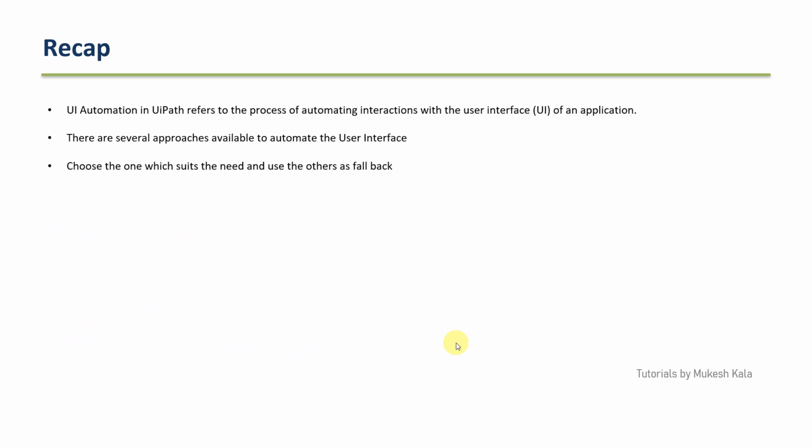With that, let's have a quick recap. We know that UI automation refers to the process of automating and interacting with the user interfaces. There are several approaches which are available to automate. Choose the one which suits best for you, and others you can always use as the fallback or in the exception scenarios, right? Whenever you got some exception scenarios, you can use the other targeting method as the fallback mechanism. All the other videos on selectors, computer vision, anchors, everything is available in the description for your reference.